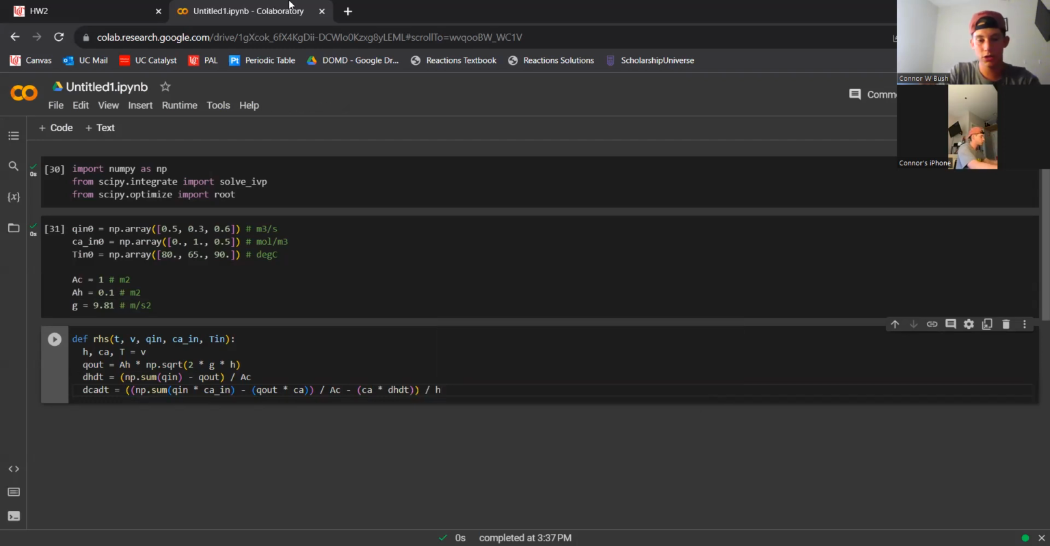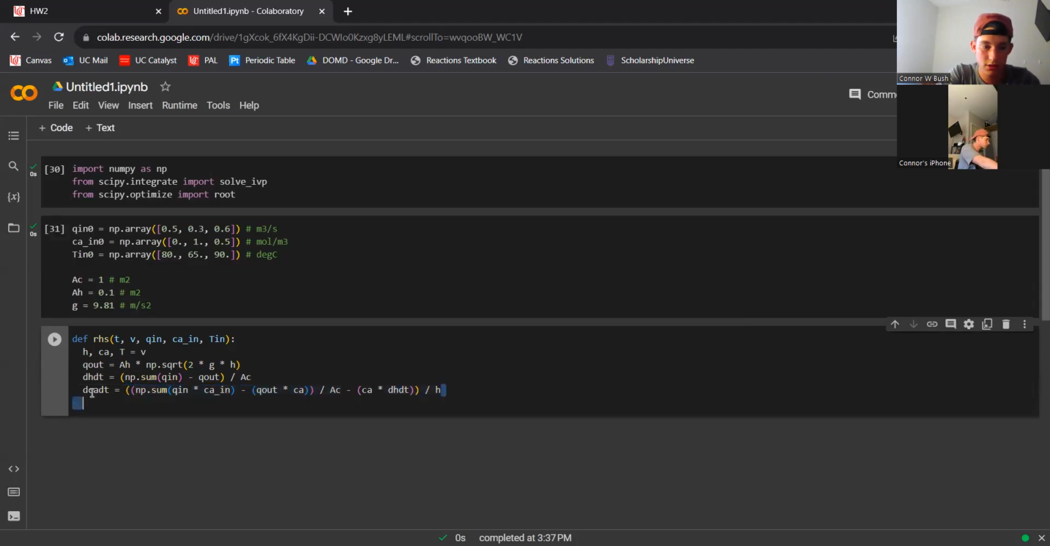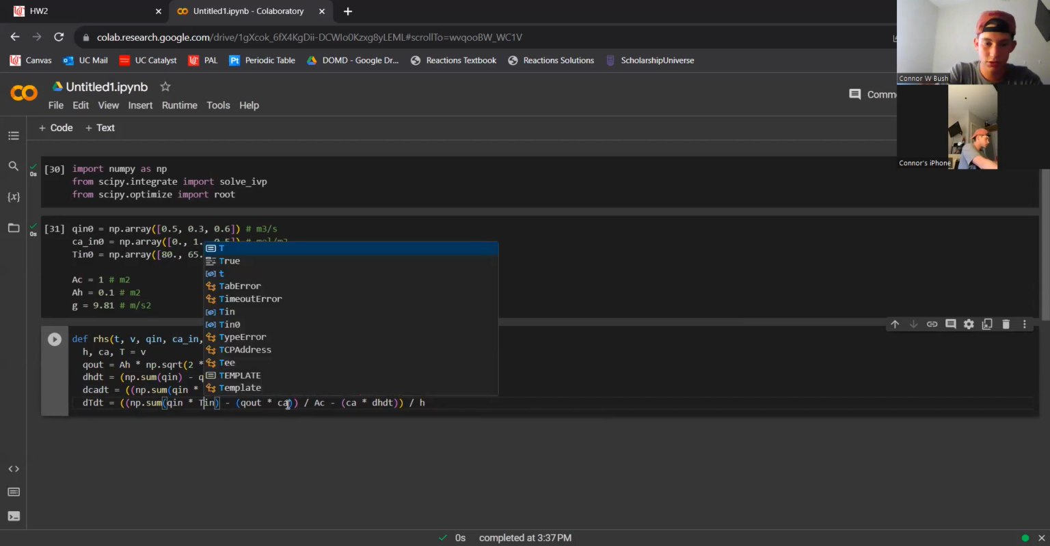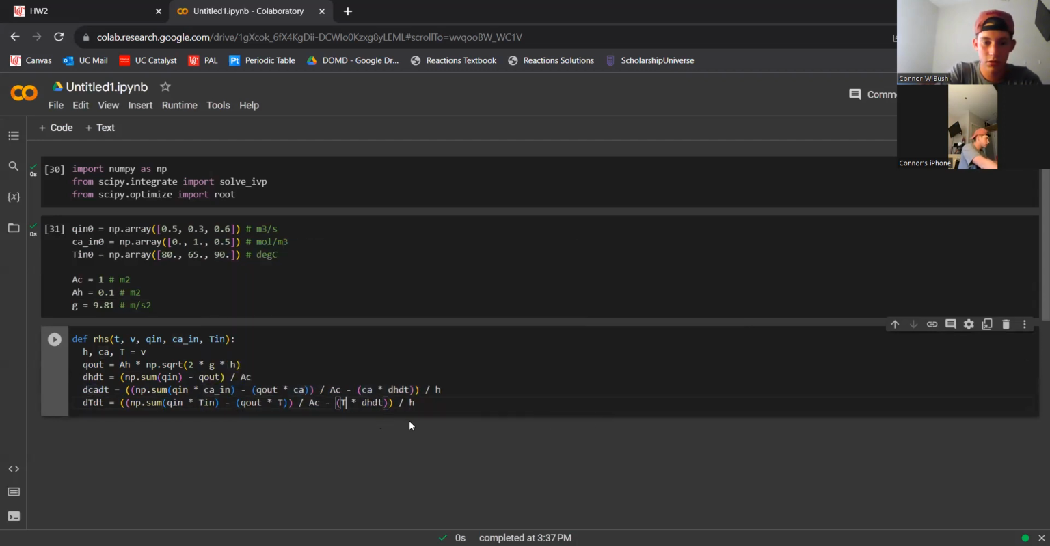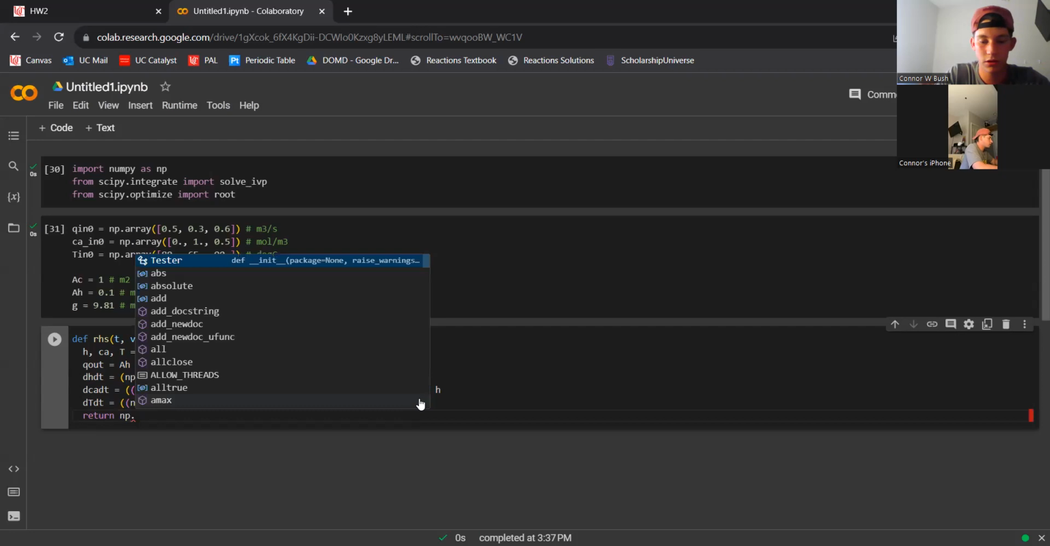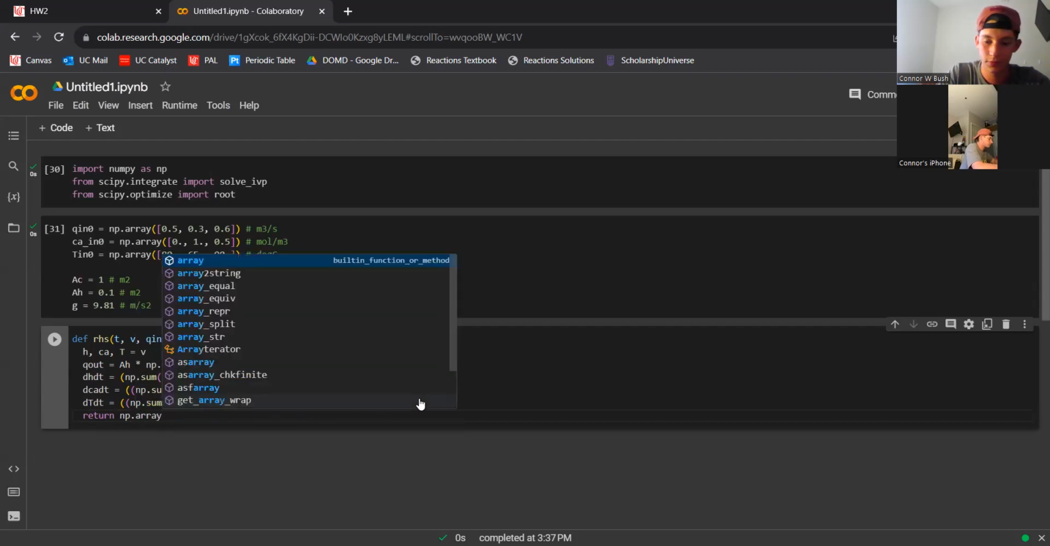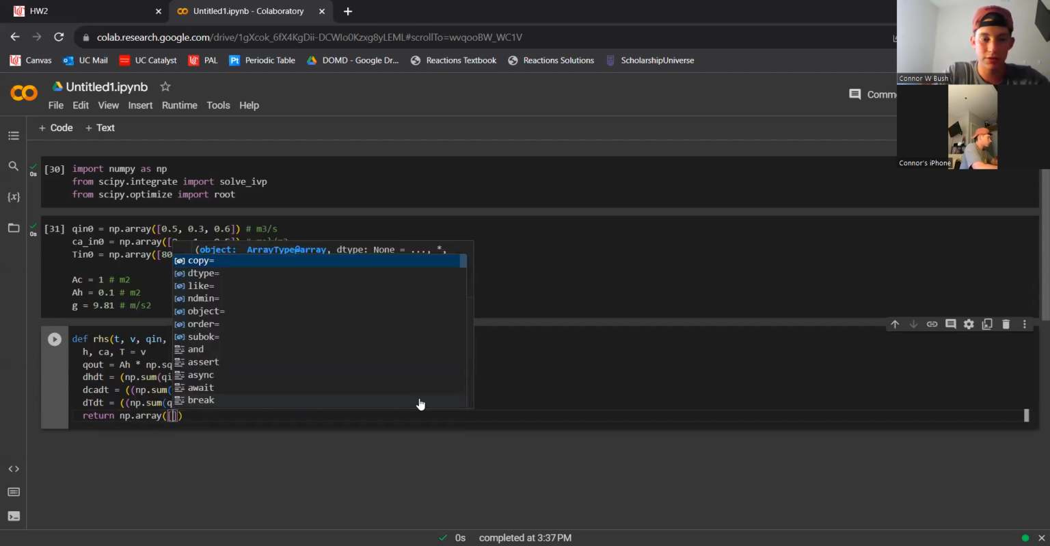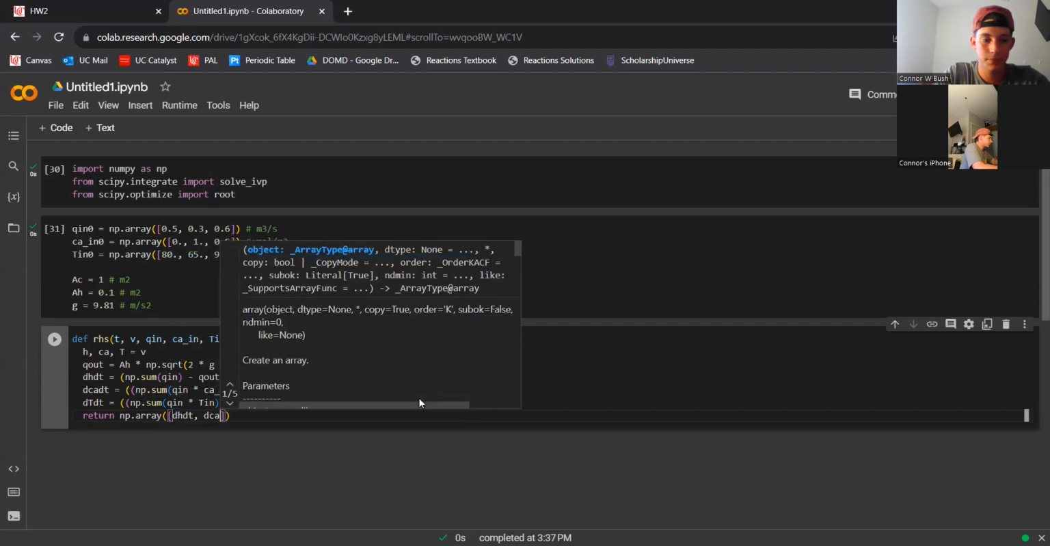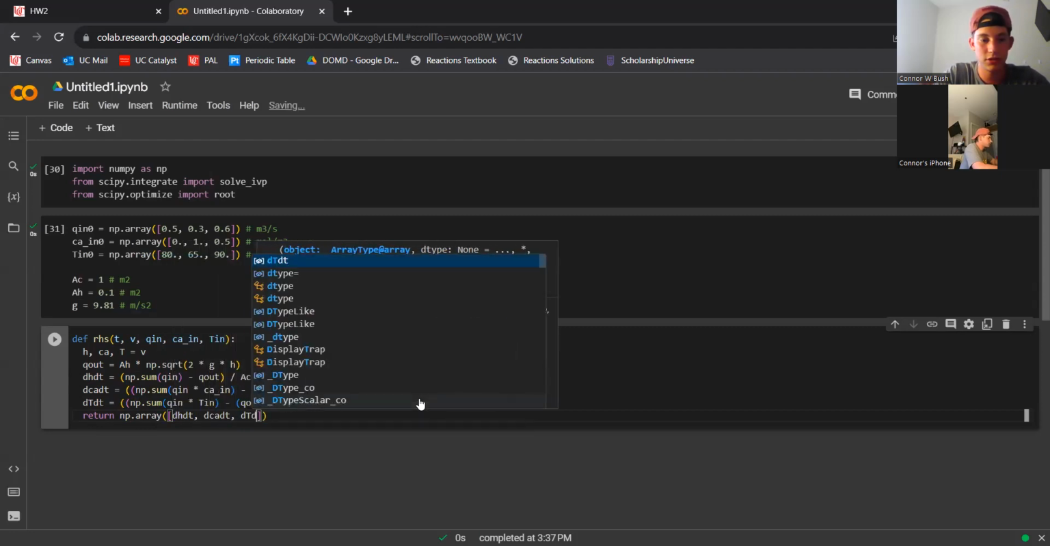And then I'm going to copy this part as it is very similar to what we had for temperature, as I explained earlier. So everywhere that there is reference to concentration, we just change that out for temperature. And then now we just need to return an array of all of these 3 differentials so we can use that in the root solver.